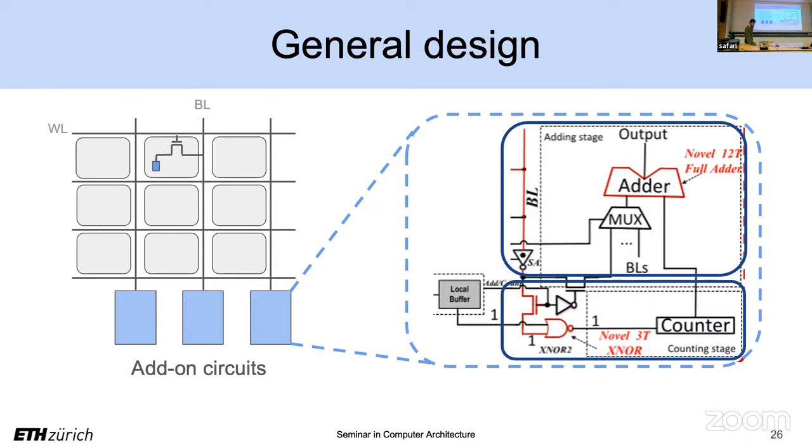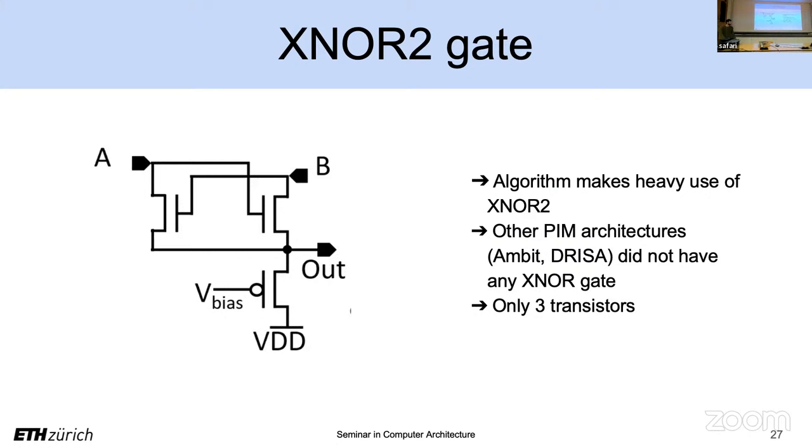And so we'll also have a look at them. This is the XNOR gate. It differentiates this architecture from other architectures because others didn't have any XNOR gate. So remember MBIT and OR, you need many cycles to do this XNOR. And it takes only three transistors. And the second one is the adder.